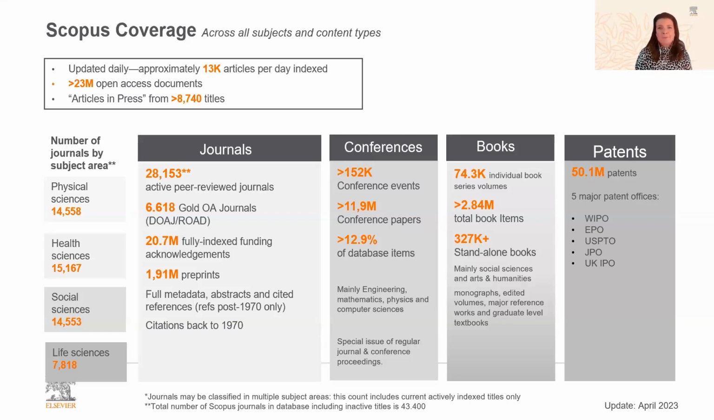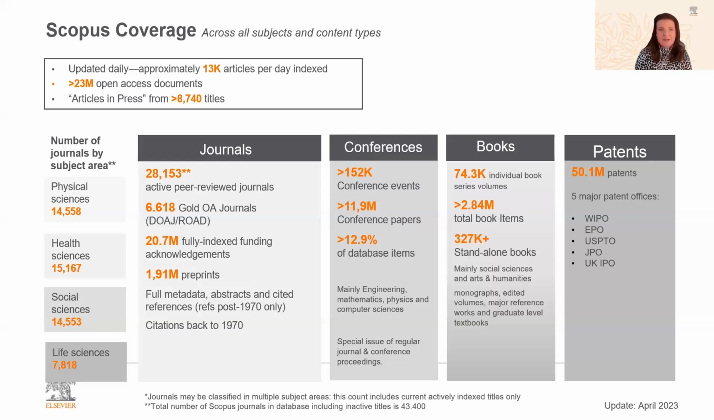So the four broad areas of content you find are, first, the journal content. We currently index more than 28,000 peer-reviewed journals. We also have gold open access content available, resulting in currently more than 23 million open access items. That means available for everyone in perpetuity. What about preprints? 1.99 million preprints, information you find on the author details page, and cited references are going back to 1970.